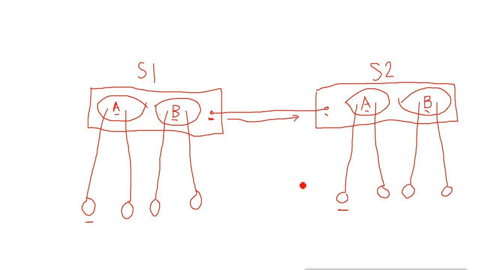Now it will exit from here, reach this switch, and enter this port. When it enters this port, the switch has to decide which VLAN the data is for. Is it for VLAN A or VLAN B? By default, remember, the data will not go to this port, because this port does not belong to any other VLAN.